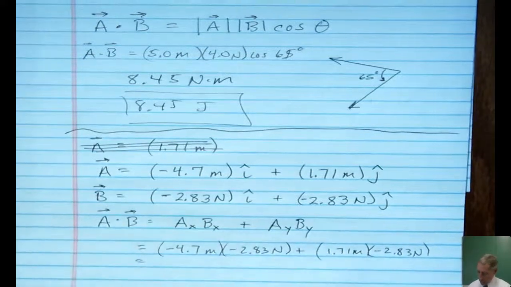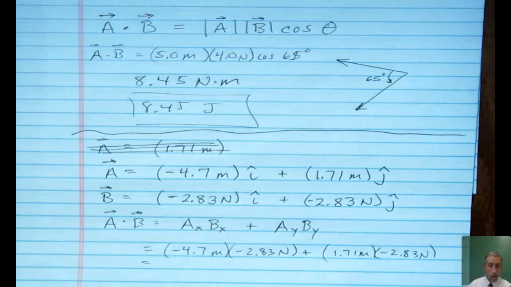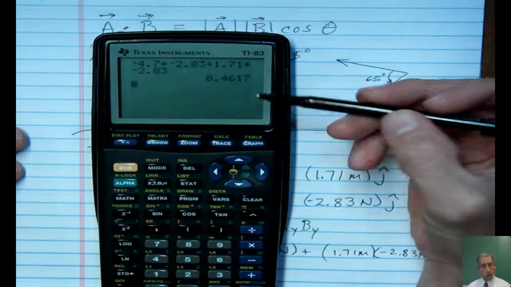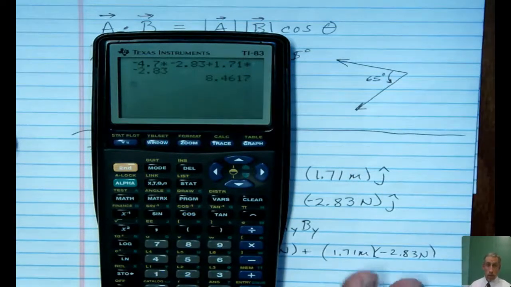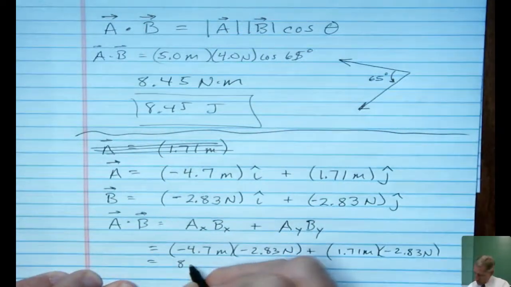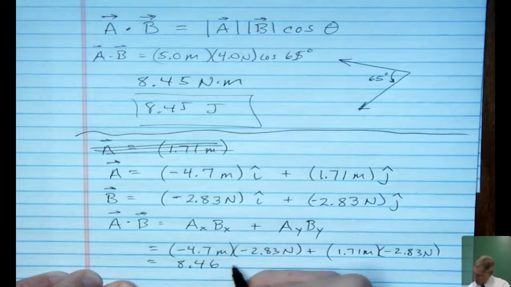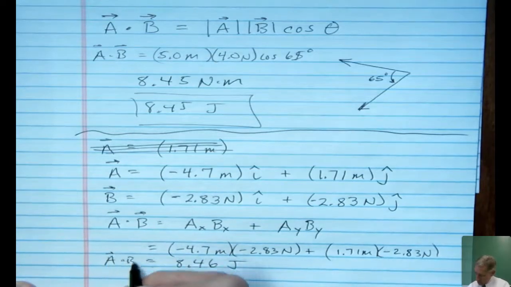And if you put this into your calculator, I'm going to pause this while I do that, just so you don't have to watch. So I'm just showing you my calculator display, and of course I've got a little rounding going on in my components, but I do indeed get 8.46 and the same units, joules. So that is A dotted with B.